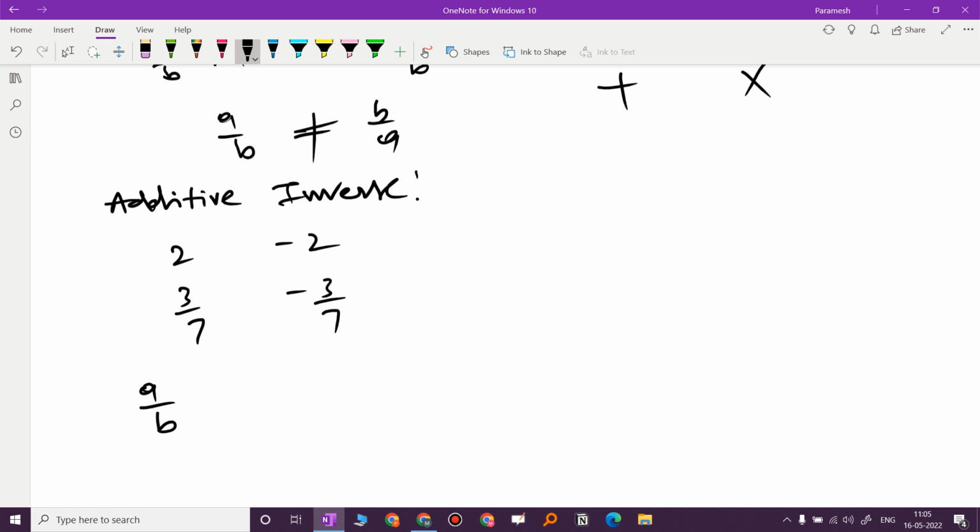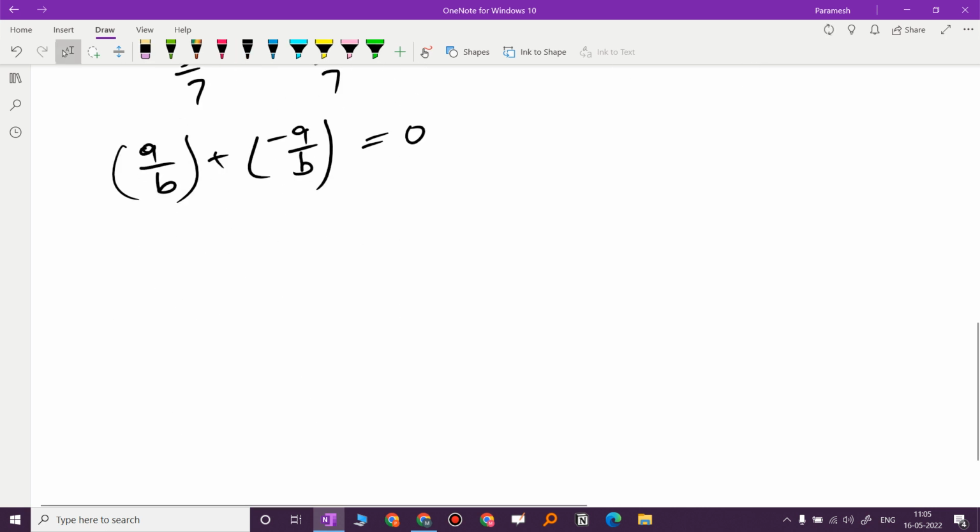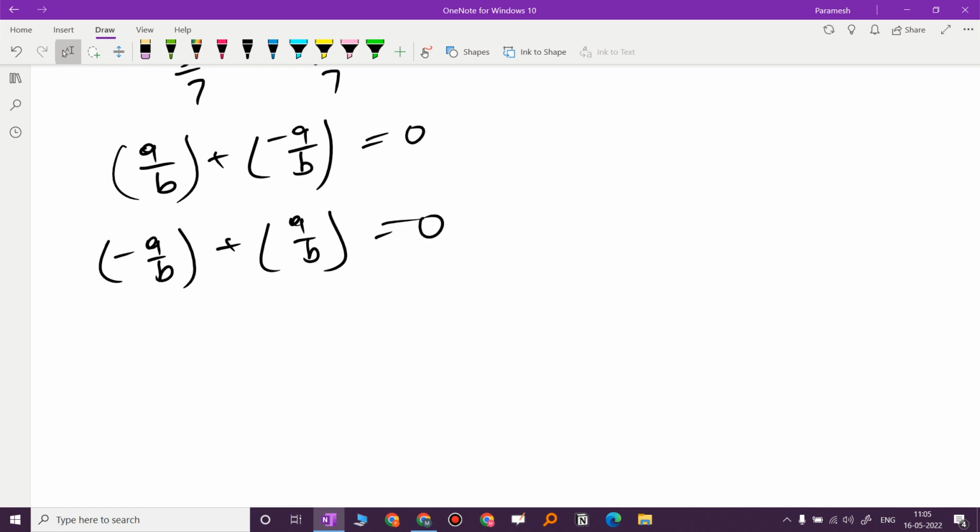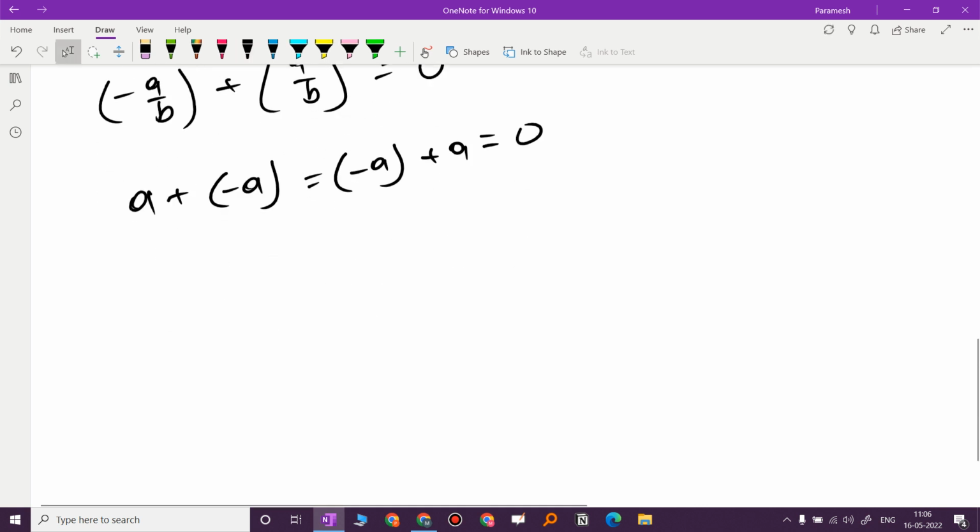If you take a by b, its additive inverse is minus a by b. Their sum must be equal to 0. Suppose we take minus a by b, its additive inverse is plus a by b. Their sum is also 0. Suppose a is an integer, a plus minus a is equal to minus a plus a, which is equal to 0 only. So that's why the rational number set satisfies the inverse property under addition.